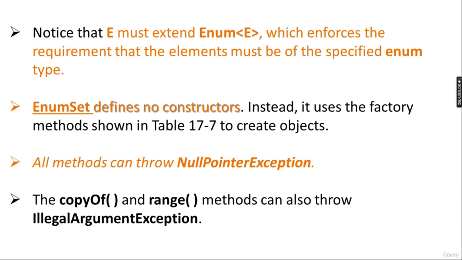Okay. EnumSet defines no constructor. It uses the factory methods shown in the coming table. All methods can throw the NullPointerException. The copyOf method and range methods can also throw IllegalArgumentException, and all other methods will throw NullPointerException if there is any.